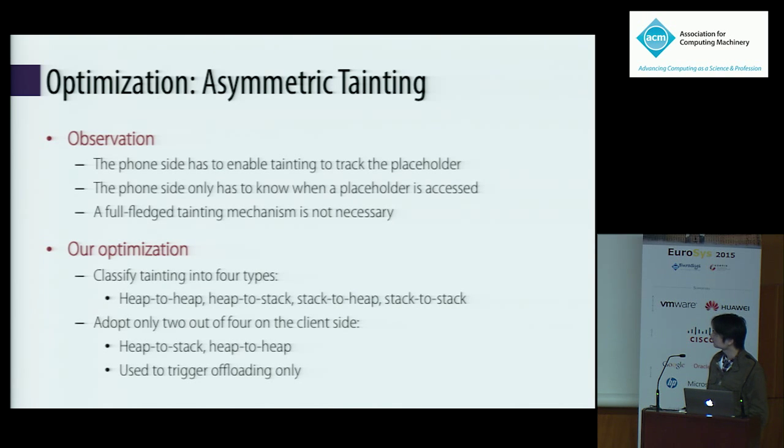We classify tainting into 4 types: heap to heap, heap to stack, stack to heap, and stack to stack. And we find that we only need to adopt 2 types of tainting on the client side, which is heap to stack and heap to heap. More details can be found in the paper.